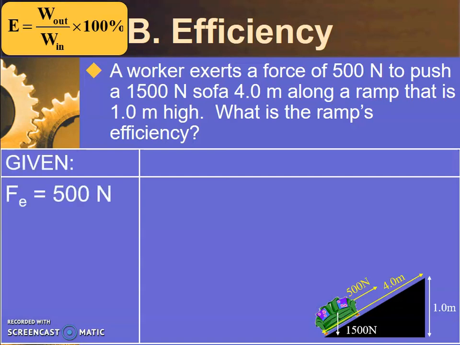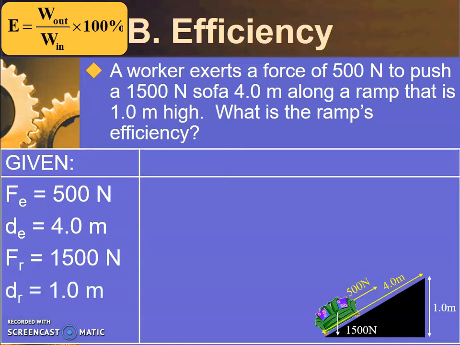Okay, so what kind of information do we know? We know our effort force, that's the human, is 500. We know the effort distance, so the human's distance, is 4. We know the resistance force is 1500 because that's the force of the couch. And we know the resistance distance is 1 meter because that is the height of the ramp. Okay, so we are putting together all this stuff that we've been building over the last several days.